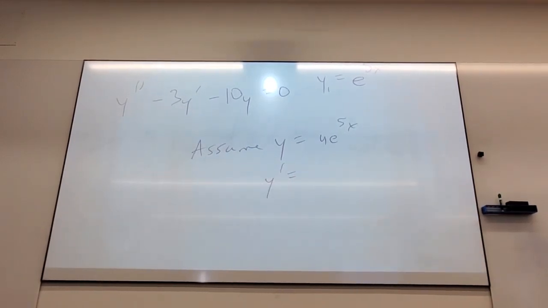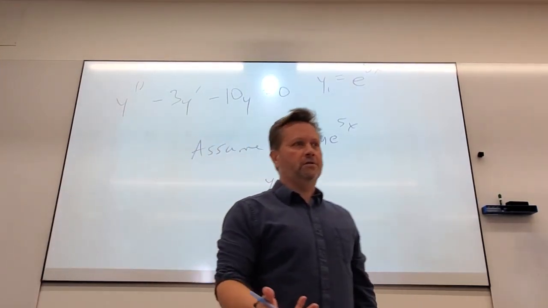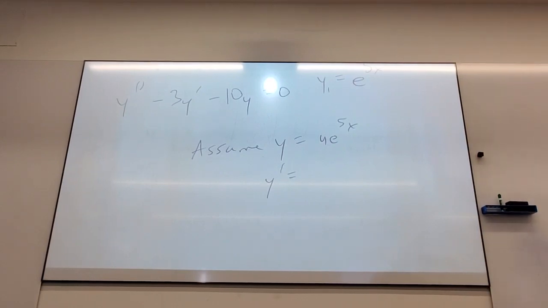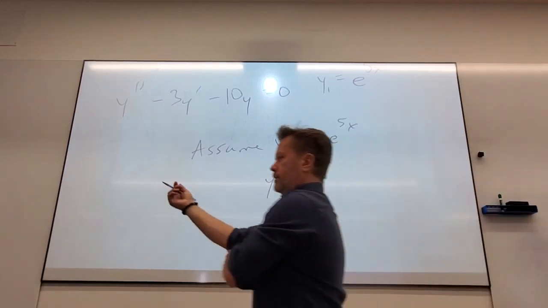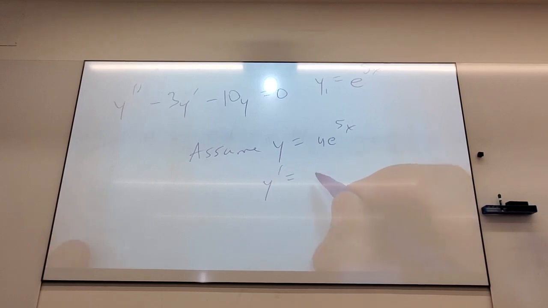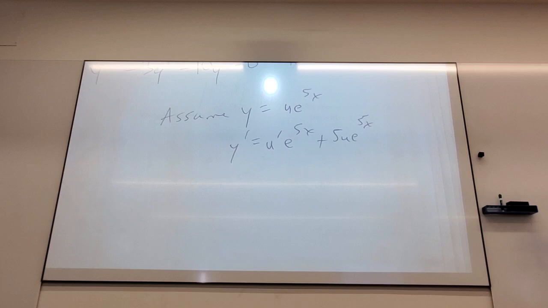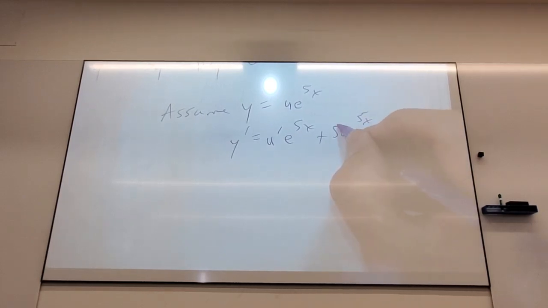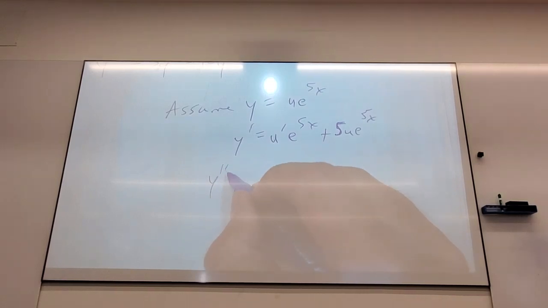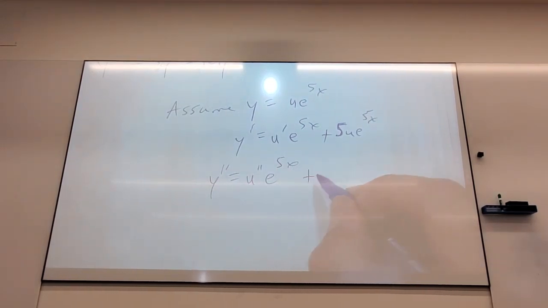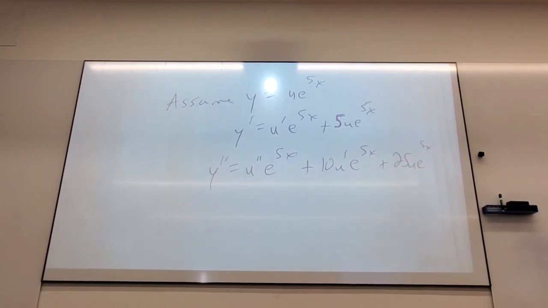Variation of parameters, I had a lot of motivation to memorize the end result because my God, if you do the full-blown variation of parameters, that'll drive you more insane than you currently are. So this would be that, right? Is that cool? And then y double prime would just be u double prime e to the 5x plus 5u prime plus 5u prime, so plus 10u prime plus 25u. Is that all right?